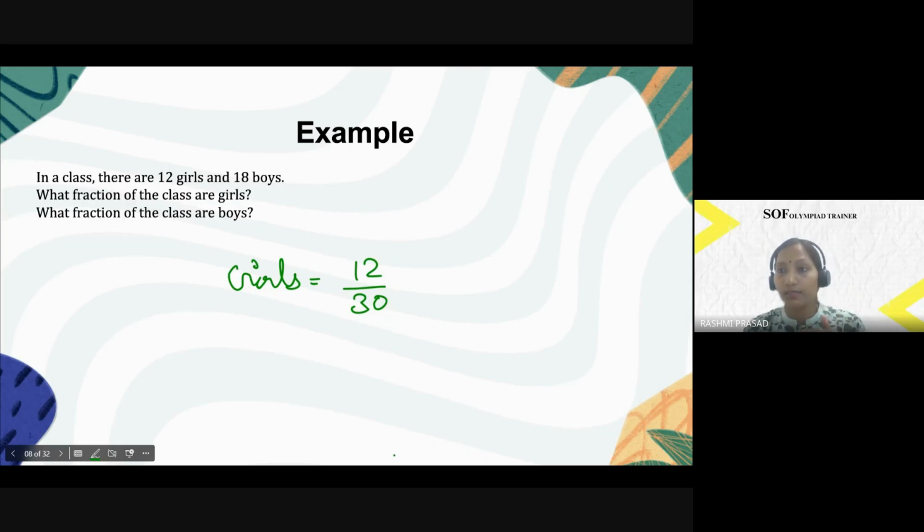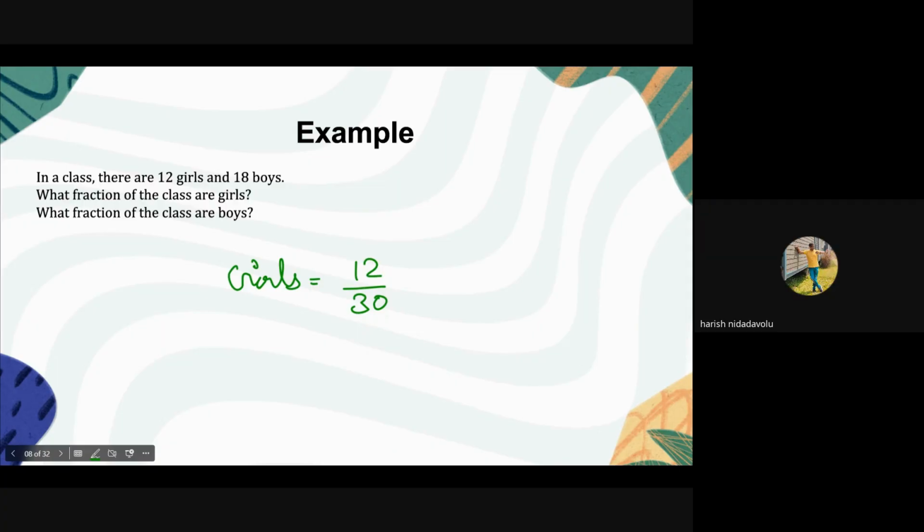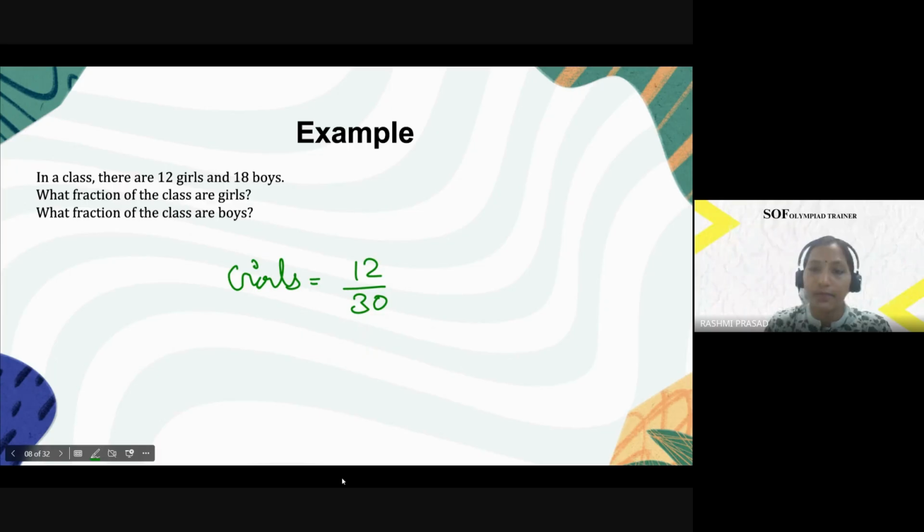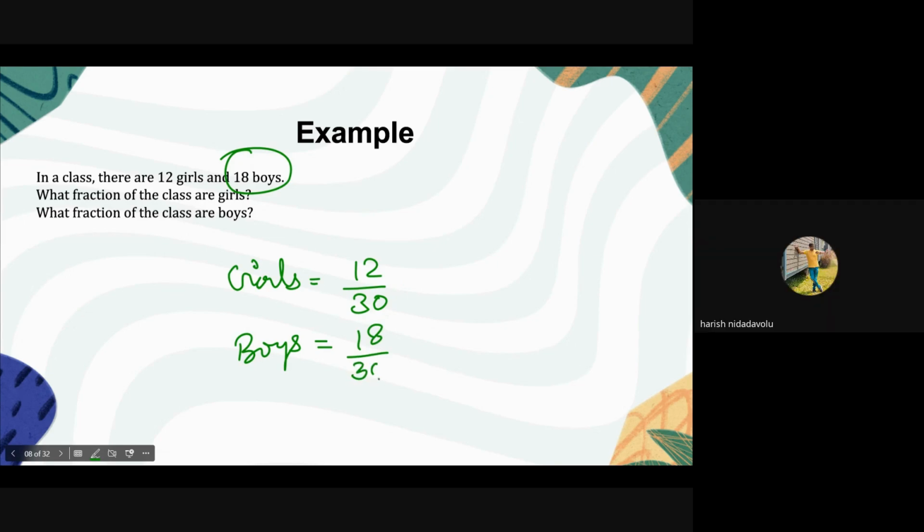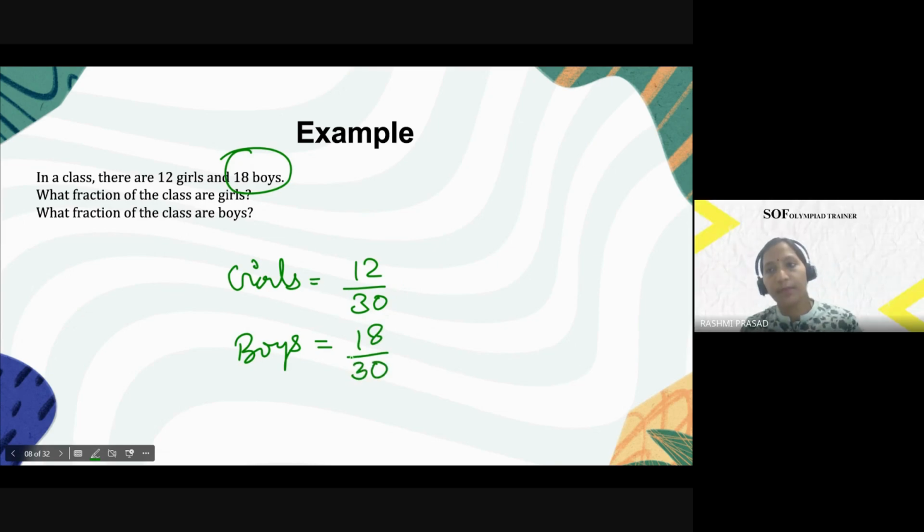Say it like that. 12 upon 30. Correct. Okay, good. Or you can say 12 out of 30 also. Simple. 12 out of 30. Right? Now the fraction for boys will be, number of boys is 18, so it will be 18 over 30. Simple.